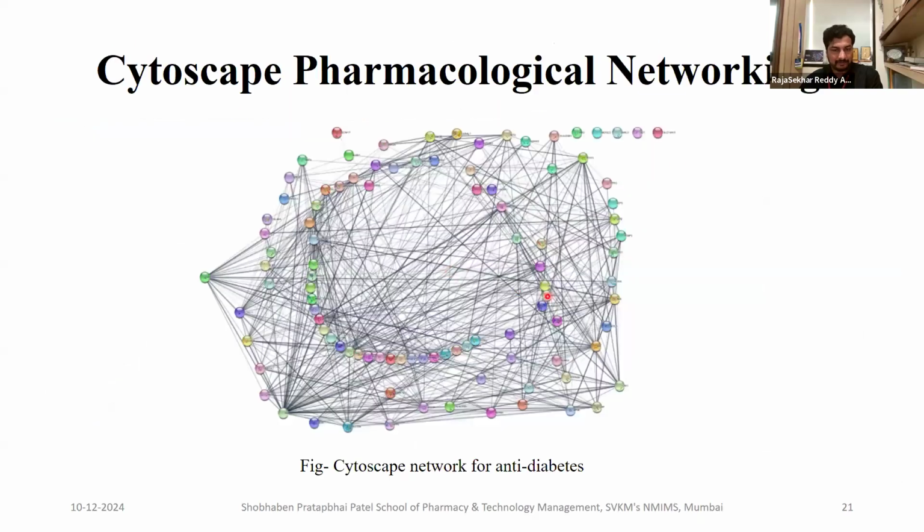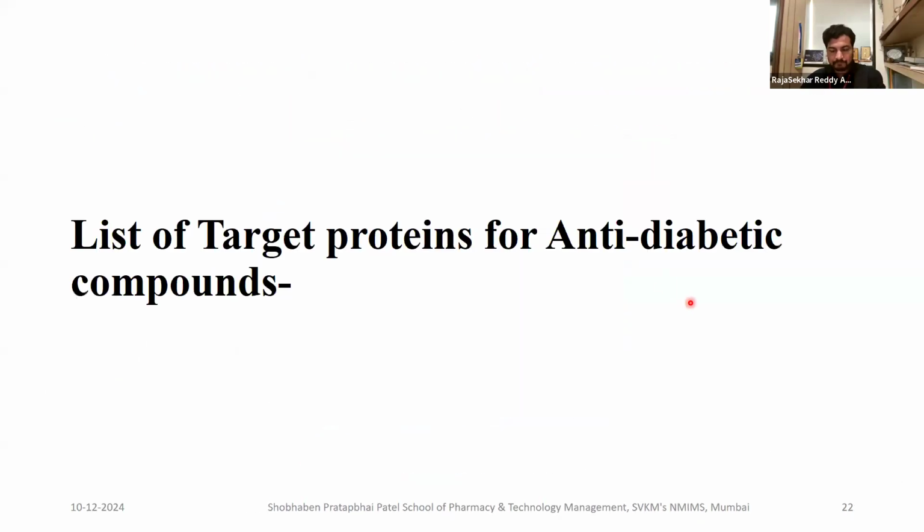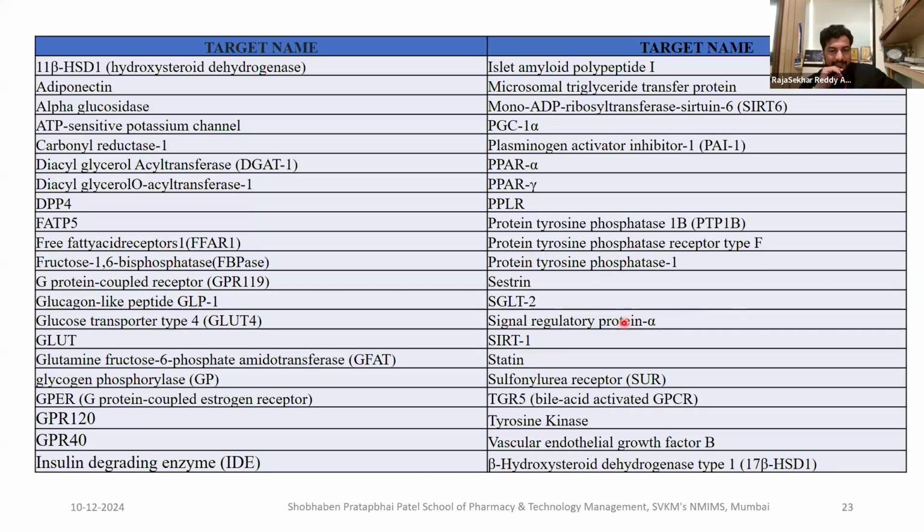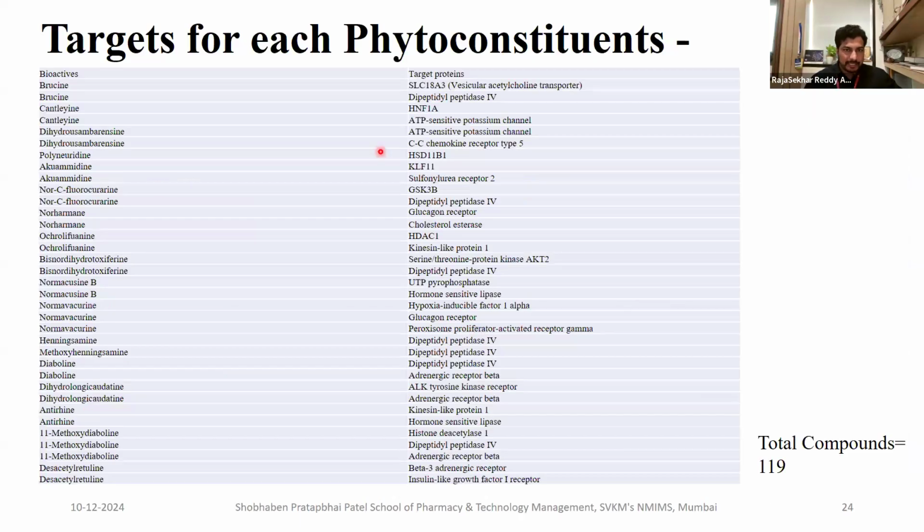And from here, I think network pharmacology will come into the picture. And these are the targets which we found from the disease perspective. We used the STRING database and STITCH database to get the diabetes-associated target proteins. And similarly, we got the targets from the chemical perspective. Also, you can see here brucine is a chemical from a plant, and for that, dipeptidyl peptidase DPP4 is there.